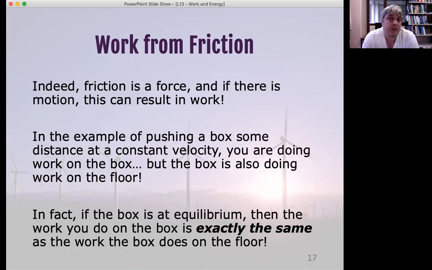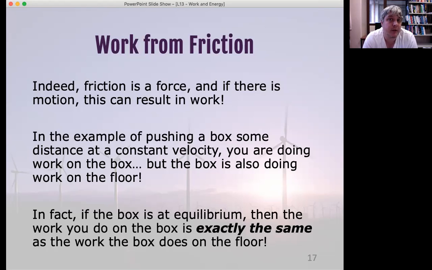Friction is a force. Friction obviously therefore can do work. Friction results in work because friction is a force. If an object is covering some distance while friction is being applied, that can result in work. However, you have to be careful about the direction of that force and the direction of the motion, because we've defined friction as being in the opposite direction to motion. So how does that work?